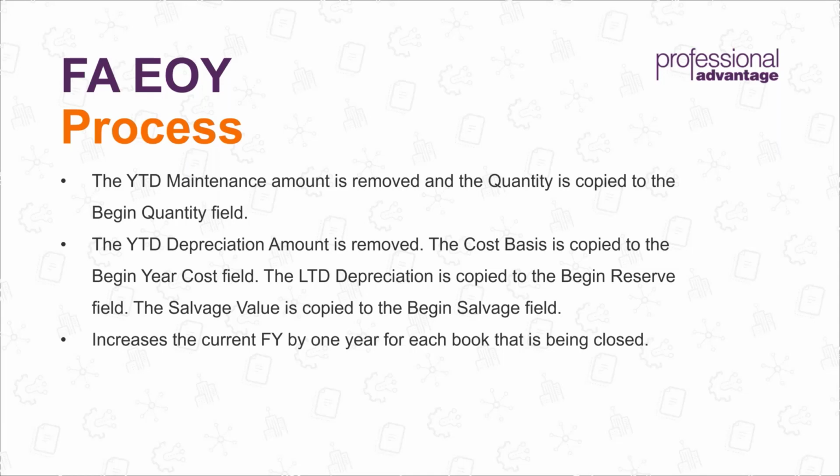And the salvage value, if that's applicable to your fixed asset setup, is also copied to the beginning salvage field. The financial year that is linked or assigned to the fixed asset module will be incremented or moved to the new financial year. So all of this is what's happening behind the scenes for the fixed asset module as part of the year-end process.